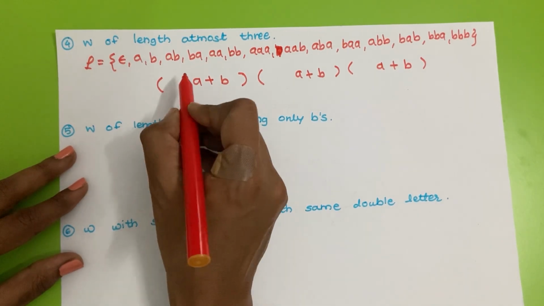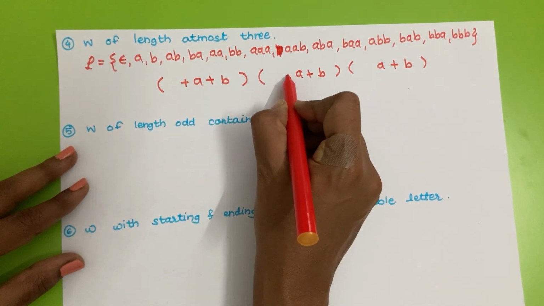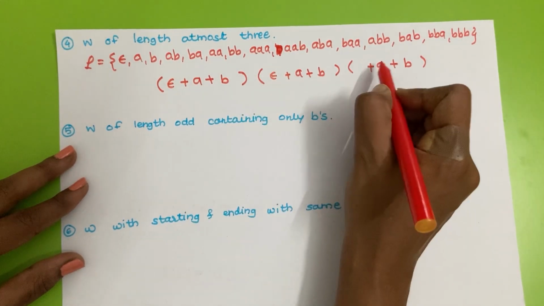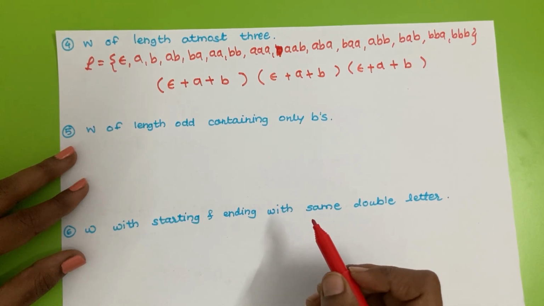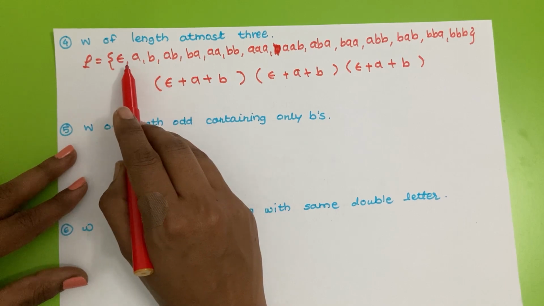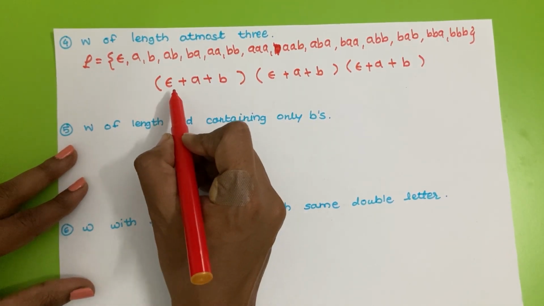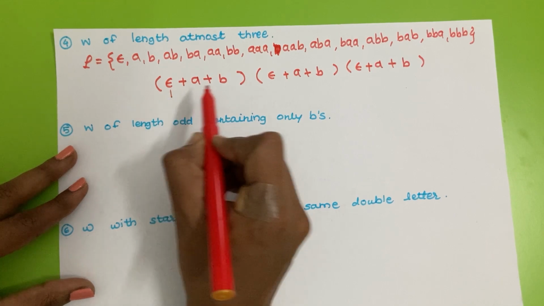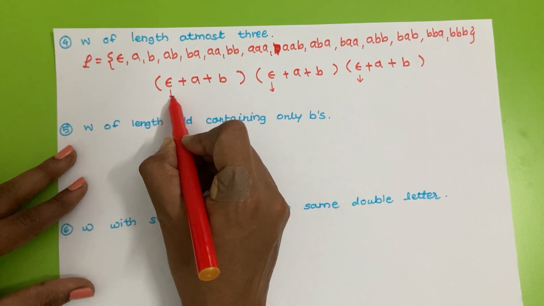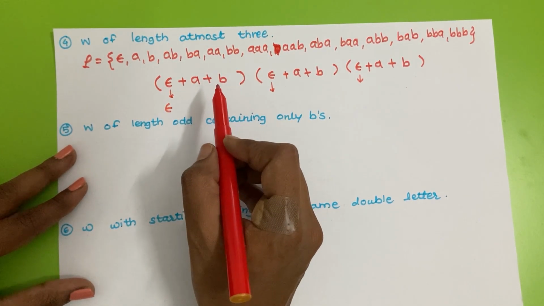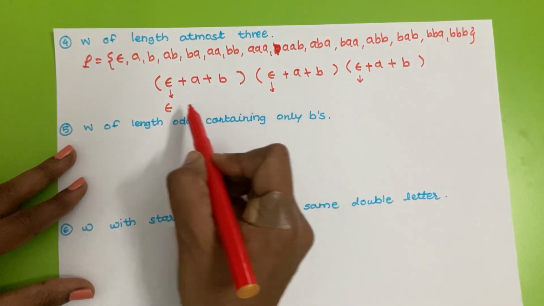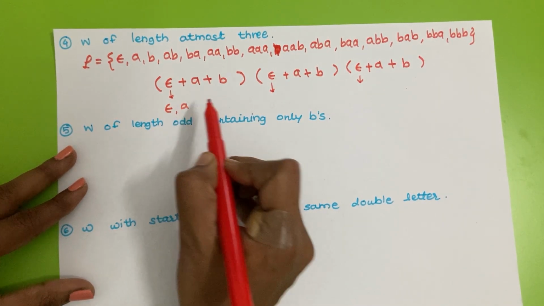So how can I write this? I can add empty in each bracket, and that will help me accept the strings of 2 length, 1 length and 0 length also. It means if we take empty from this bracket, empty from this bracket and empty from this bracket, then that will accept the empty string. Then if we take a from this bracket, empty from this bracket and empty from this bracket, that will accept the string a.